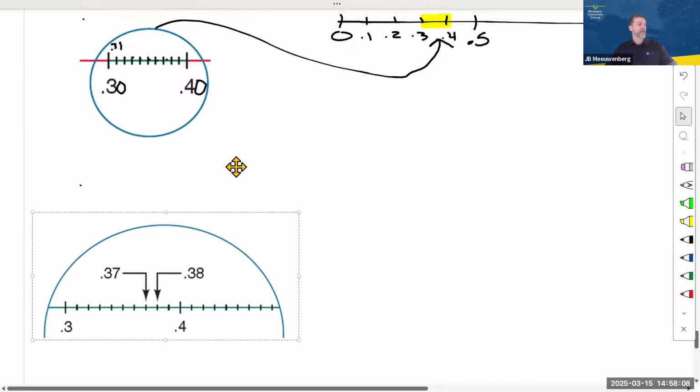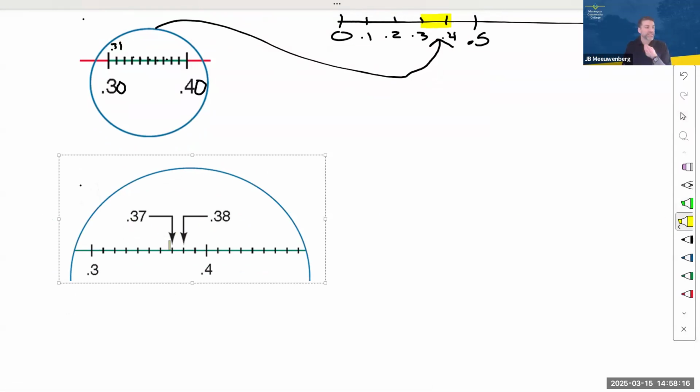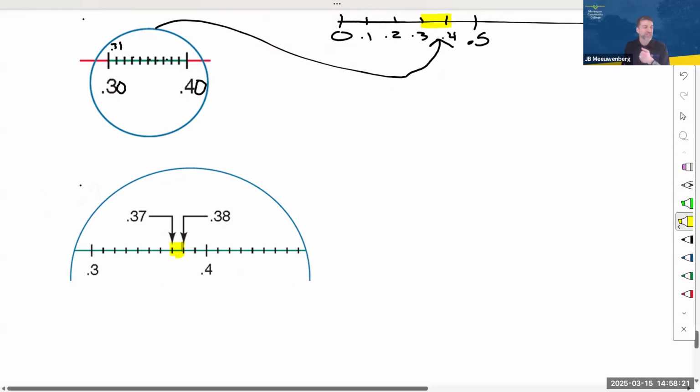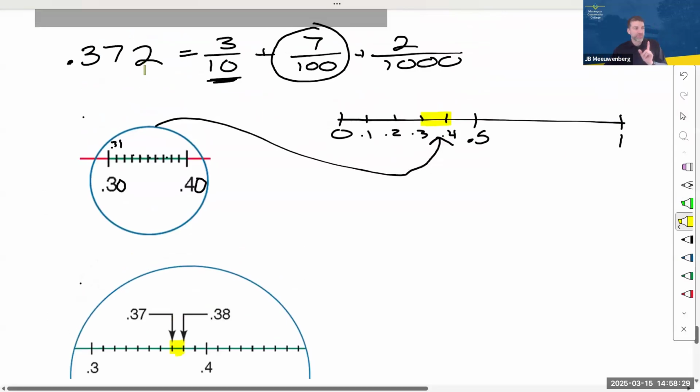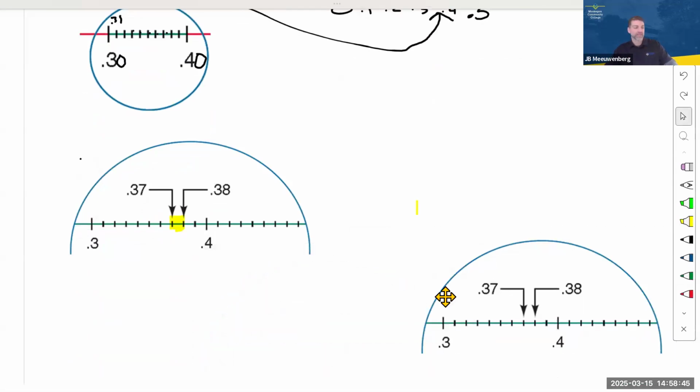And here is a more zoomed in version of what we just talked about. So 0.37 would be that seventh mark, 0.38 is that next mark. So now we're looking in this little highlighted section here, right? We know our number is a little bit bigger than 0.37. We have 3/10, 7 hundredths, and now we're going to take this section and cut it up even further. We're going to zoom in.